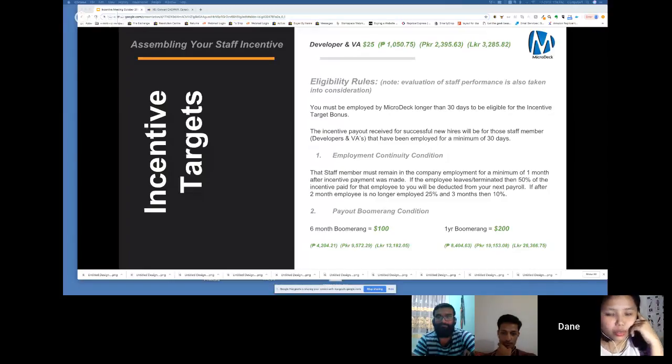I actually have a question about the eligibility thing. It says here that the incentive payout received for successful new hires will be for those staff members employed for a minimum of 30 days. For example, if we just hired a VA or a developer, we will only get the incentive after they complete 30 days. Is that correct? That's right.